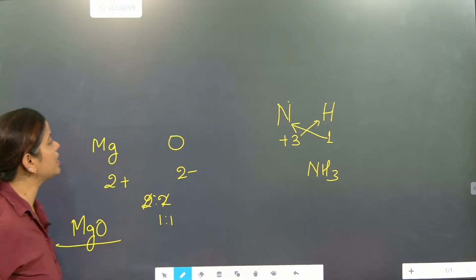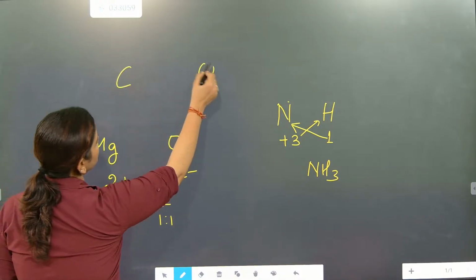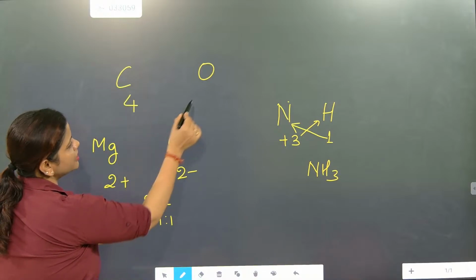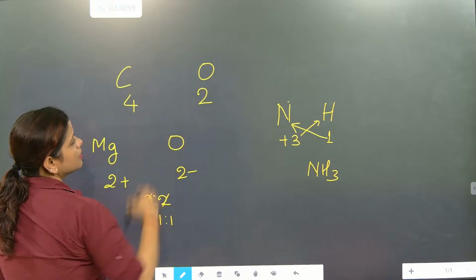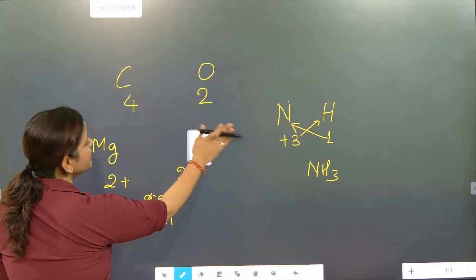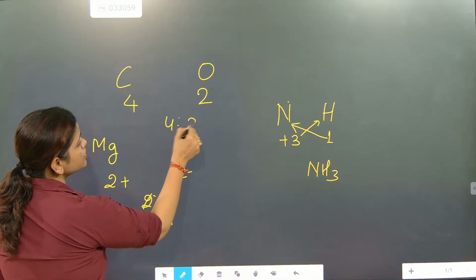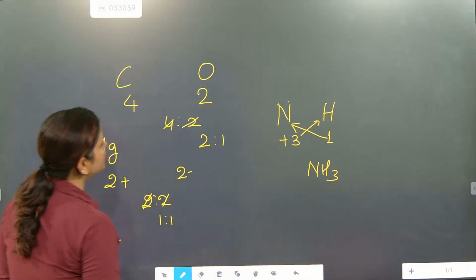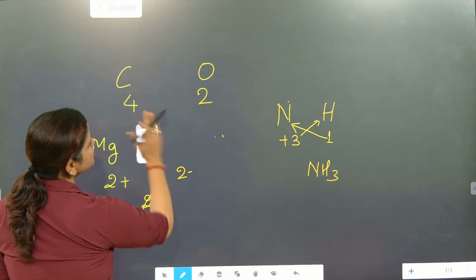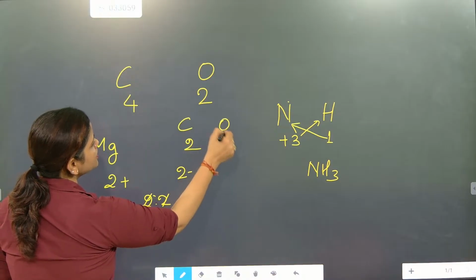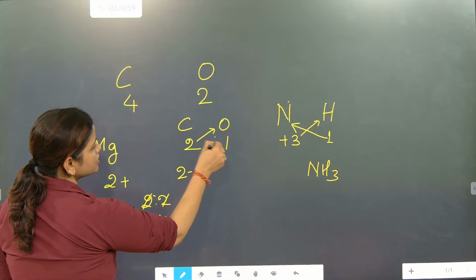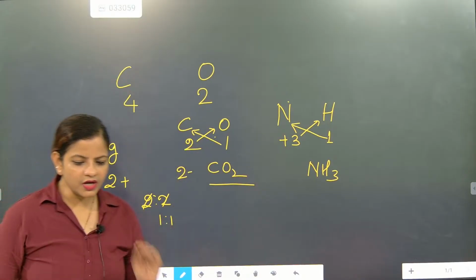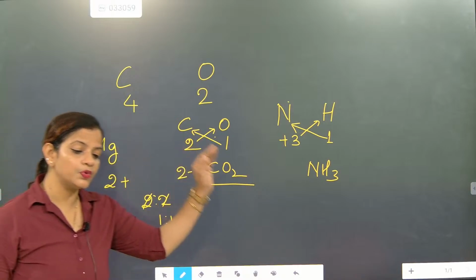Look at carbon dioxide, carbon and oxygen. Now carbon's valency is 4, and oxygen's is 2. Understood, no? So when 4 and 2 are there, what are you going to write? What is the ratio? 4 is to 2. Cancel, it is coming as 2 is to 1. In the simplest format, carbon gets 1 and oxygen gets 2. Now cross it, it will become CO2. I hope now you are understanding it. This is exactly the way to proceed and write.